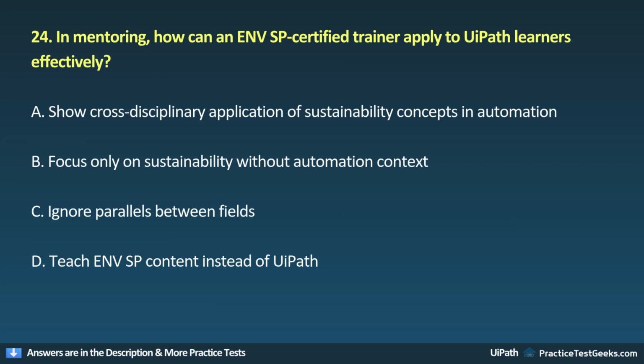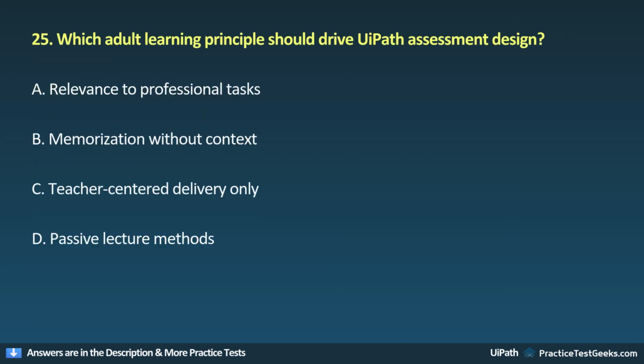24. In mentoring, how can an ENVSP-certified trainer apply to UiPath learners effectively? A. Show cross-disciplinary application of sustainability concepts in automation. B. Focus only on sustainability without automation context. C. Ignore parallels between fields. D. Teach ENVSP content instead of UiPath.